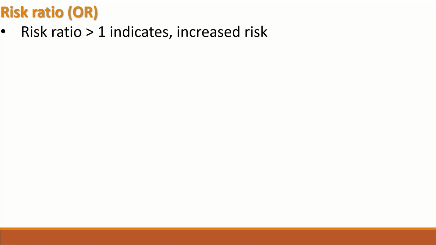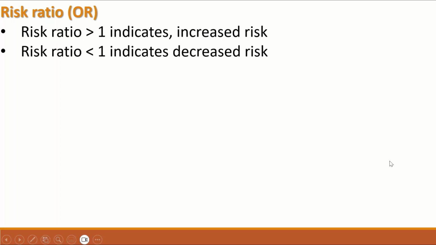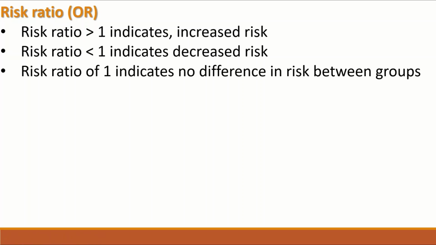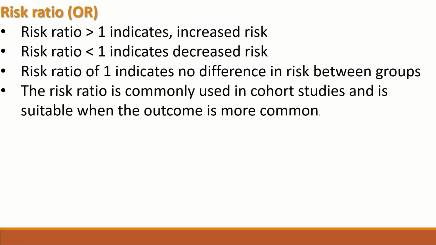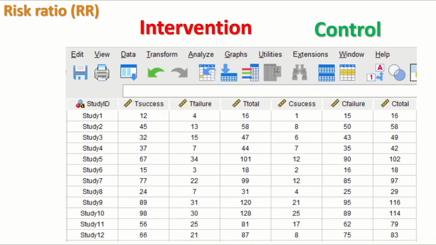Risk ratio can be greater than 1, which indicates an increased risk as it is an association, a risk ratio less than 1 indicates decreased risk, and a risk ratio of 1 indicates no difference in the risk between groups. The risk ratio is commonly used in cohort studies and is suitable when the outcome is more common.